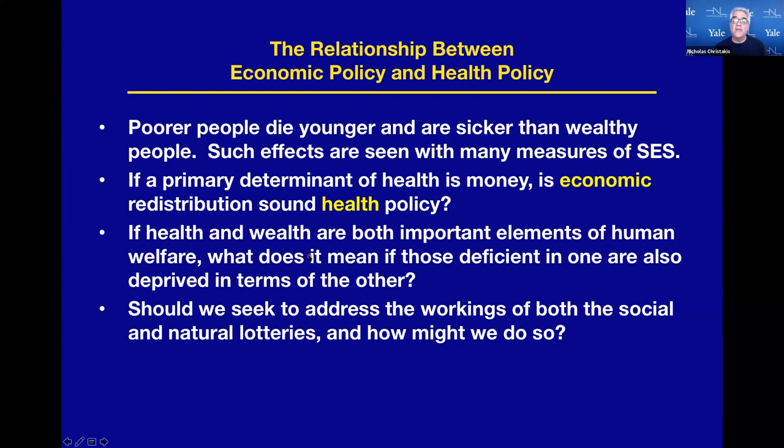And all these observations we have been making suggest a connection between health policy and economic policy, which we'll revisit later in the course. Poor people die younger and are sicker than wealthy people, and such effects are seen with many measures of socioeconomic status. If a primary determinant of health is money, is economic redistribution therefore sound health policy? And if health and wealth are both important elements of human welfare, what does it mean if those deficient in one are also deprived in terms of the other? And should we seek to address the workings of both the social and the natural lotteries? And how, in fact, might we do so?